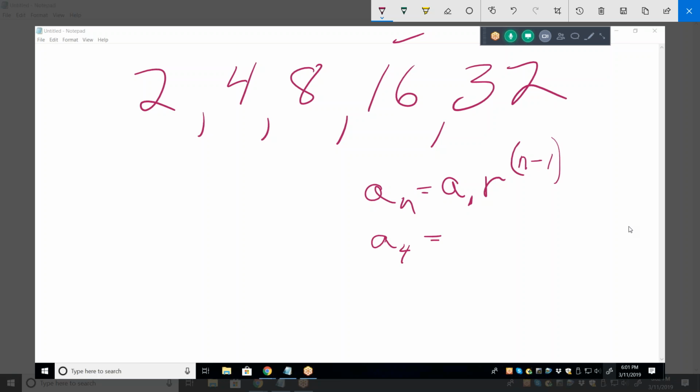Well, so tell me what the fourth term would be. 16. Well, we can see that, but run it through the formula. Okay, so a sub 4, this merely says we're trying to figure out what the fourth term is, based on this formula. So what's the first term? A sub 1. Which is? 2. Correct. What's the common ratio?